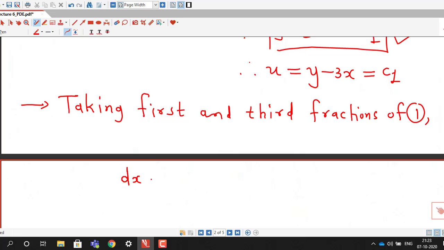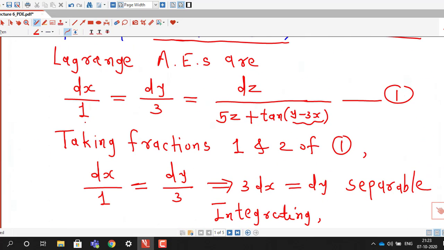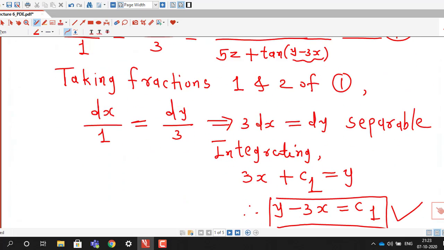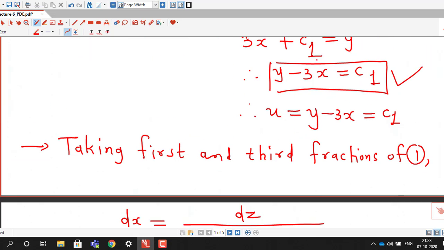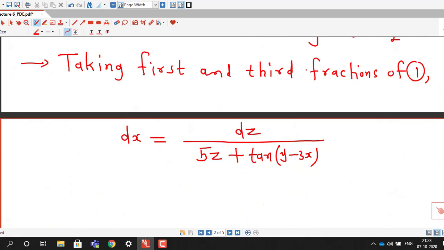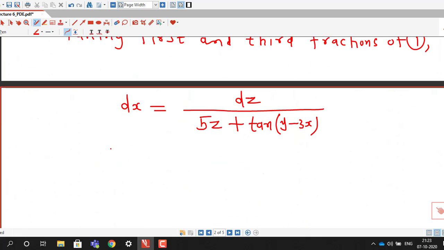We have dx upon 1 equal to dz upon 5z plus 10 of y minus 3x. Because here the differentials are dx and dz, y must be absent here. So now we put y minus 3x equal to c1, from the first solution.